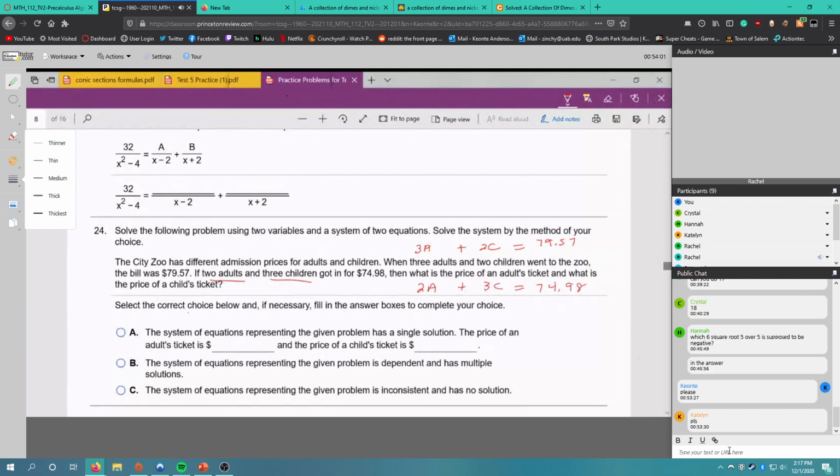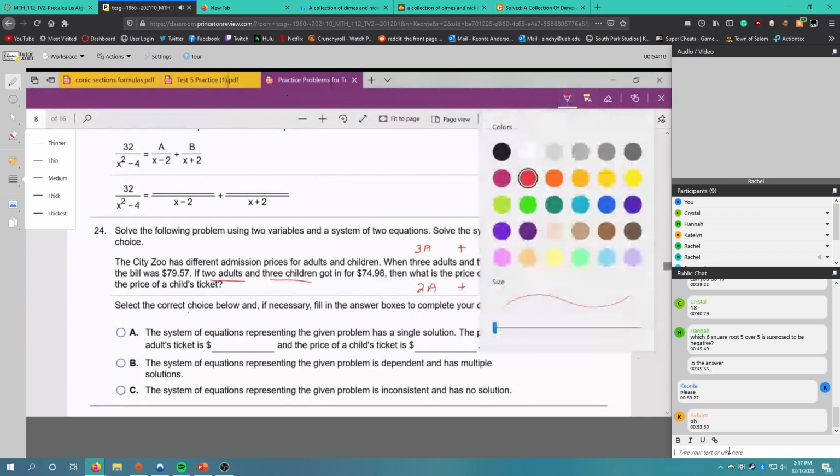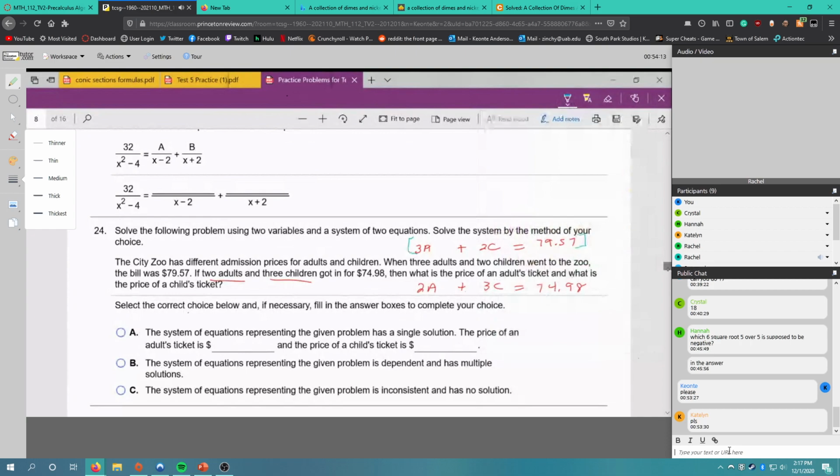So I would use elimination, probably. So I would probably multiply this one by 2 and this one by maybe, or maybe this one by -2 and this one by 3. That would eliminate the adults, and you could solve for the children and then plug back in. So those are the 2 equations you would solve for that one.